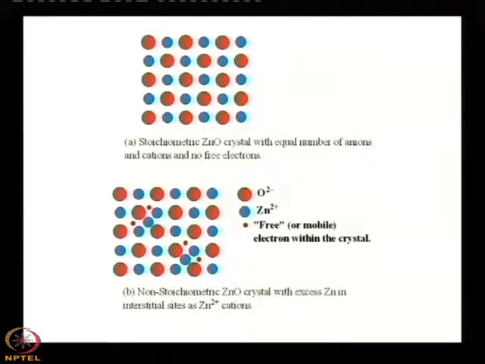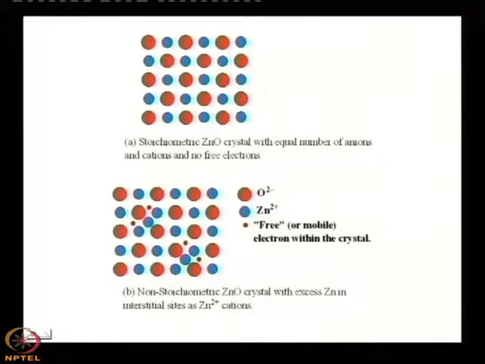Let us take one example of zinc oxide. You see that here the red balls are oxygen and blue balls are zinc. So, zinc oxide is a stoichiometric crystal. It is perfectly all right: equal number of oxygen and equal number of zinc. That means equal number of anions and equal number of cations are there in the crystal matrix.